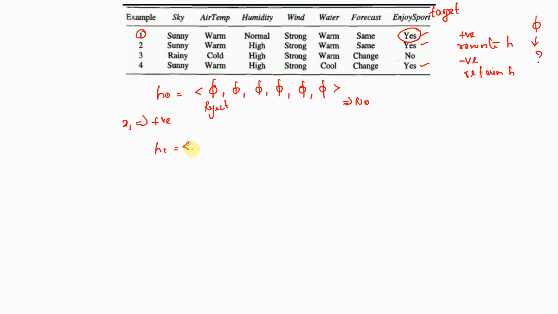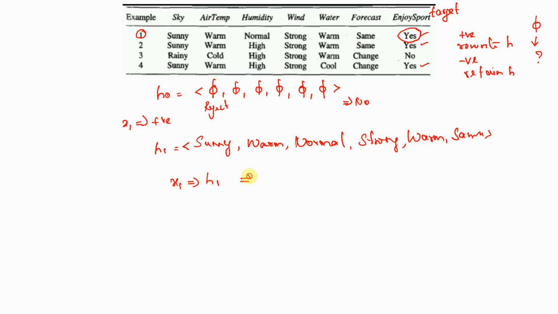So if I want to rewrite this specific hypothesis, I am going to change it to sunny, warm, normal, strong, warm, and same. Now when I pass this x1, x1 will match with the h1 hypothesis. So it will produce the output yes, and my target is also yes. So in this step, the hypothesis h1 is able to satisfy x1.